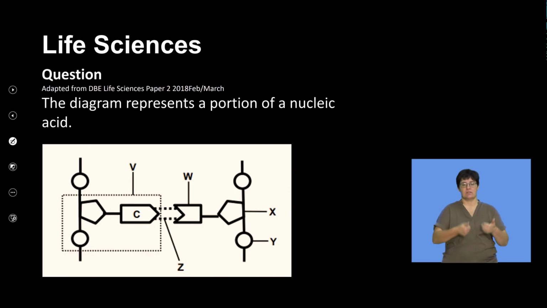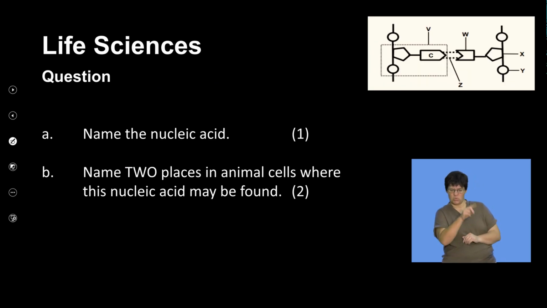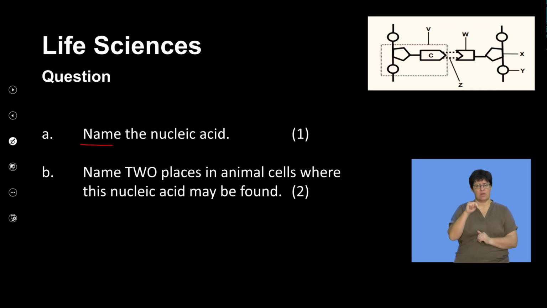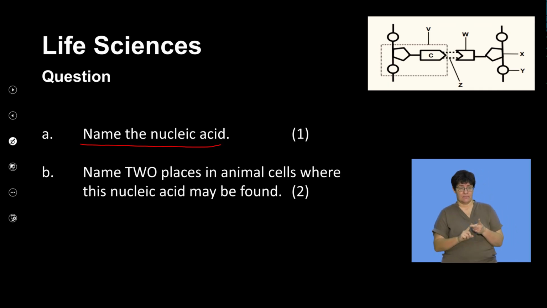Right, so we'll move on to the next question. The diagram represents a portion of a nucleic acid. Here's a diagram that represents a portion of a nucleic acid. I'm going to try and read more into the question. Name the nucleic acid for 1 mark, and the second question is name 2 places in animal cells where this nucleic acid may be found.